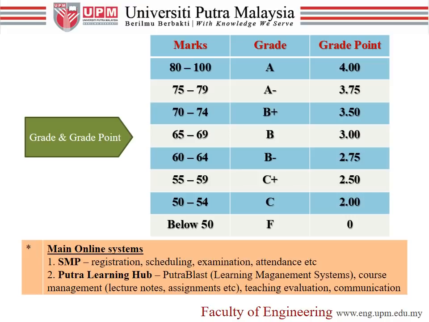The main online system used at Universiti Putra Malaysia is SMP, or as we call it, Sistem Maklumat Pelajar in Bahasa, the Student Information Portal: registration, scheduling, examination, attendance. You should get access to it. If you haven't got your access, please check with the department. Putra Learning Hub, or Putra Blast, is the Learning Management System. Putra Learning Hub is a portal, but Putra Blast is the system for your courses to run. Course management, lecture notes, assignments, teaching evaluation and so on will be conducted using Putra Blast through the Putra Learning Hub portal.